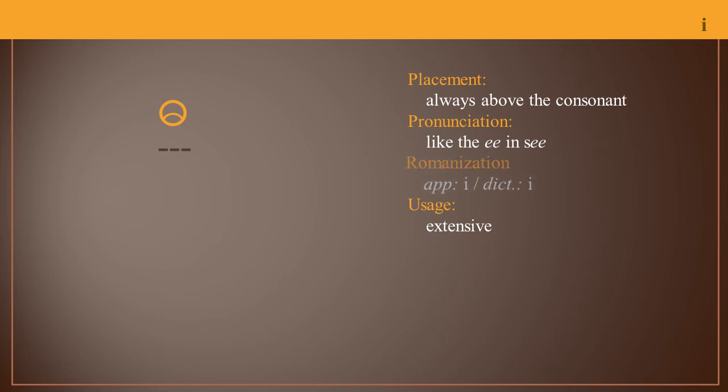Its romanized form is the letter I, whether you look in the language app or in the dictionary, and its usage is also extensive. You'll find it in words like this, D, when something is moving to or away from something else, see, or when something is near, ni. You'll notice that has a high tone to it. Don't worry too much about that. Just learn the sound of this vowel.